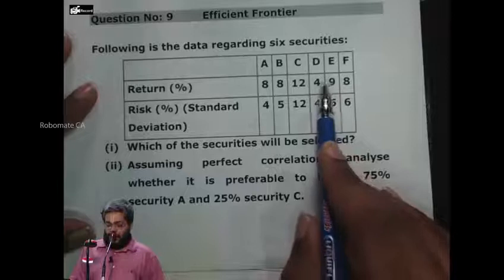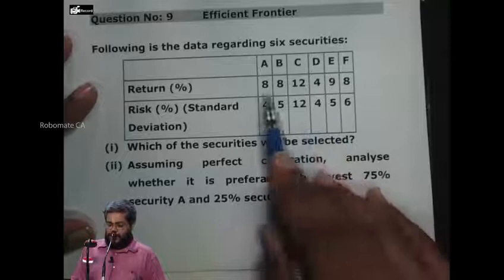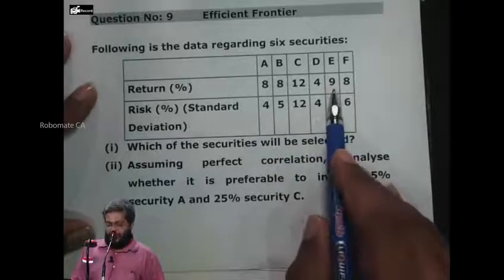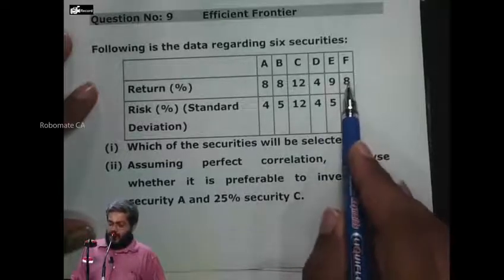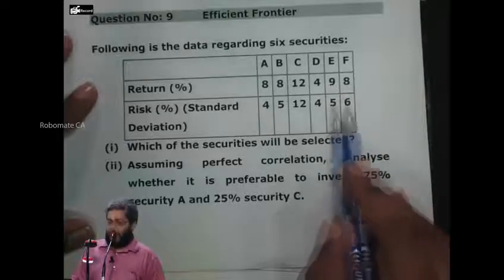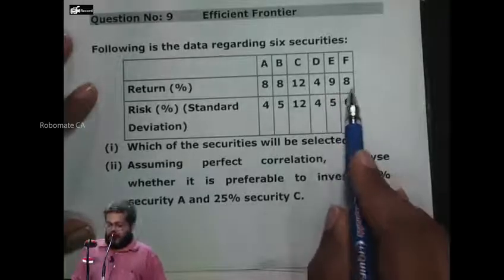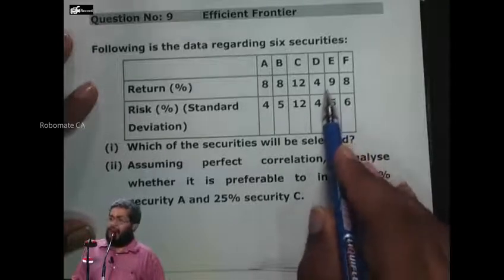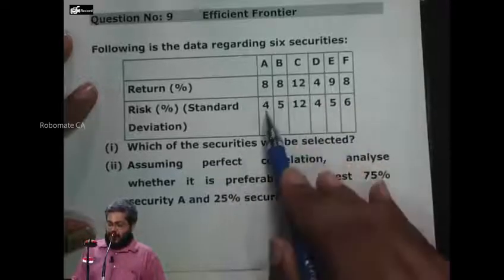Inefficient. For D, A gives more return for the same risk. It is inferior to A. Is E efficient or inefficient? E is efficient. Is F efficient or inefficient? Why is F inefficient? Because for a lower risk, for a risk of 5, E gives you a higher return. E's risk is 5, F's risk is 6. E has lower risk but gives you a higher return. Also, F is inferior to A, because for the same return A has a lower risk.